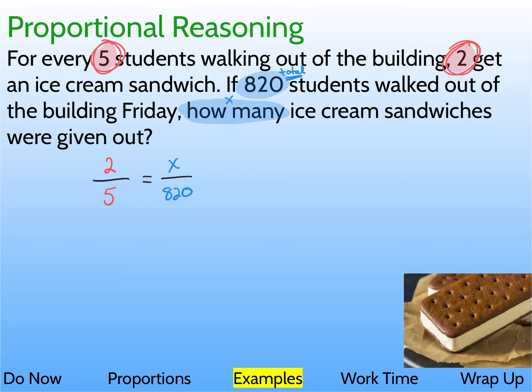So to solve this problem, there's a lot of different ways to do it, honestly, but one way to do it is cross multiply. So 5 times x is 5x, and 2 times 820 is 1640. And then just solve like you would a normal equation. Divide by 5, and x equals 328 ice cream sandwiches.